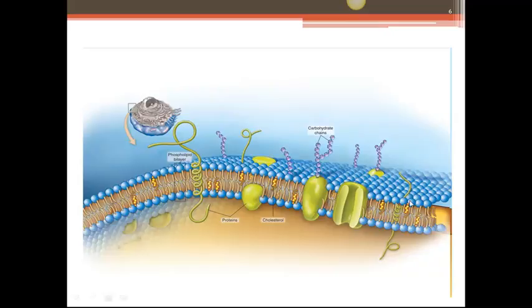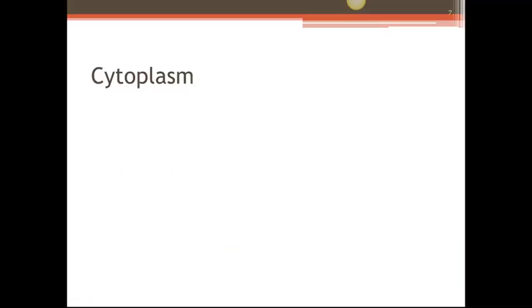So this is a picture of the plasma membrane. And as you can see, there are proteins that let different particles through the layers. Cytoplasm is the internal living material of cells. It fills spaces between the plasma membrane and the nucleus. It contains organelles and numerous smaller structures.